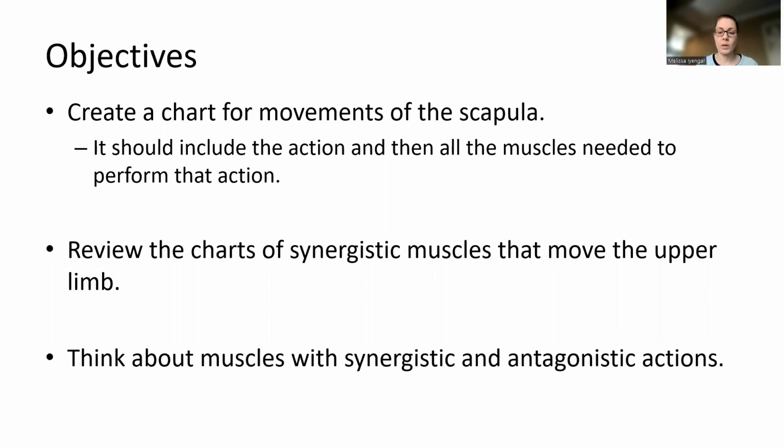And then I want you to think about, again, synergistic muscles, antagonistic muscles. Remember, synergistic muscles are muscles that all perform the same action. And then the antagonist is the muscles that actually do the opposite action.